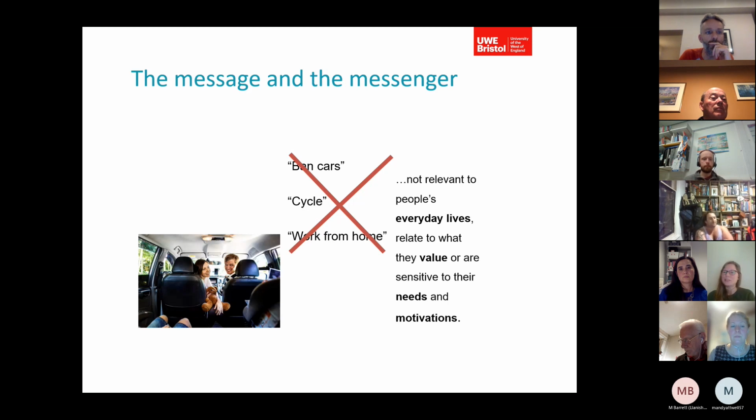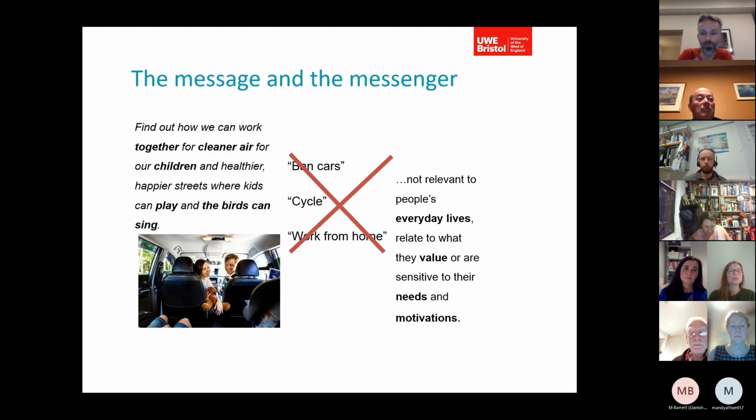I'm going to give the example of, say, working class mums. In this scenario, they are driving their kids to school or taking them to their hobbies. For engagement with an audience like this, we need to think about what relates to their everyday lives, being a parent, and also the things that they value, and all these other dimensions. So a different type of message could be: find out how we can work together for cleaner air for our children and healthier, happier streets where kids can play and the birds can sing.